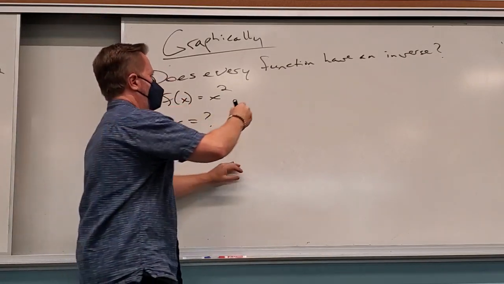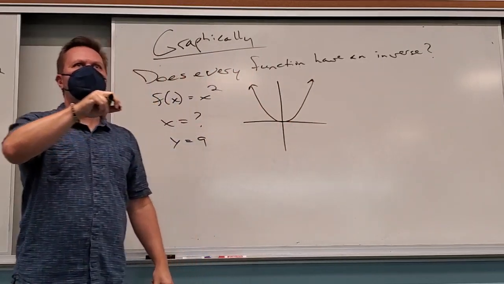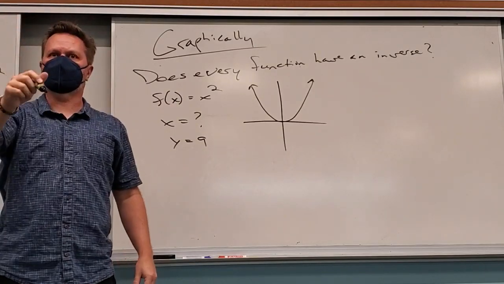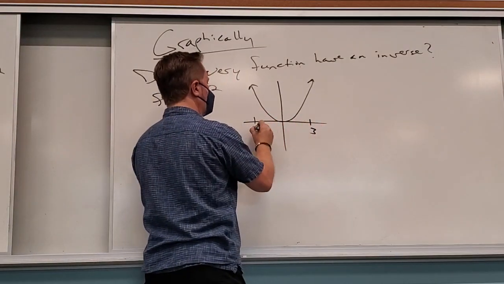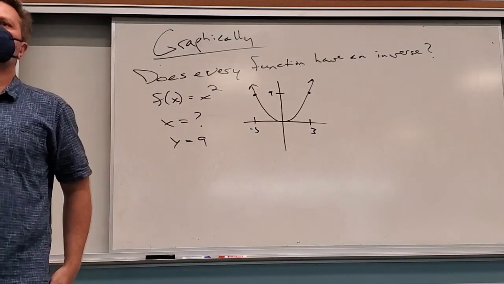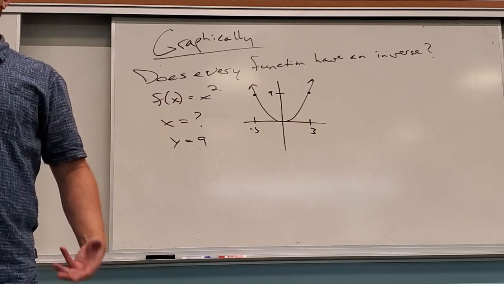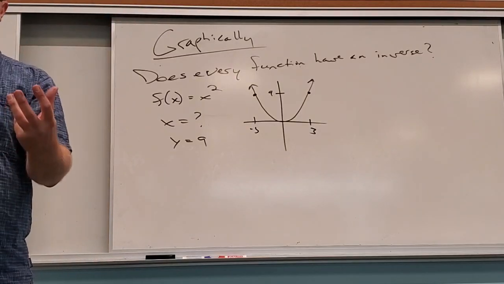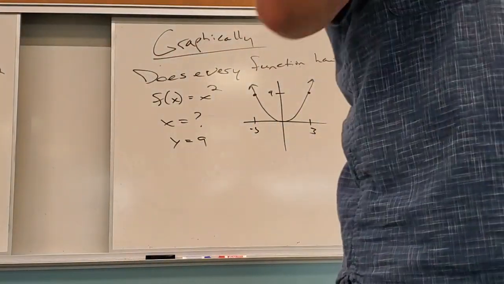What does that mean visually? Well, here's x squared. So to be a function, every x can have only one output, correct? That's the vertical line test. Why does this not have an inverse? Because 3 and negative 3 both have 9 as an output. So if I say the output was 9, what was the input? You can't answer that question because it's two possible things. You don't know for sure, do you?